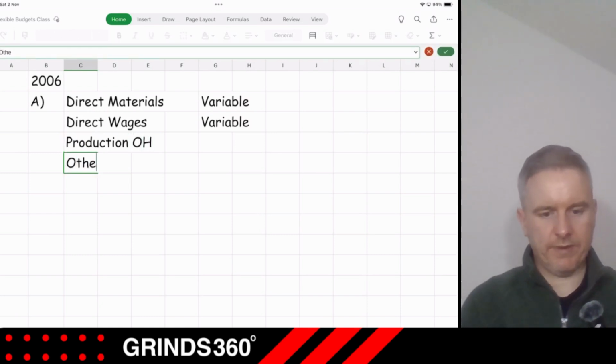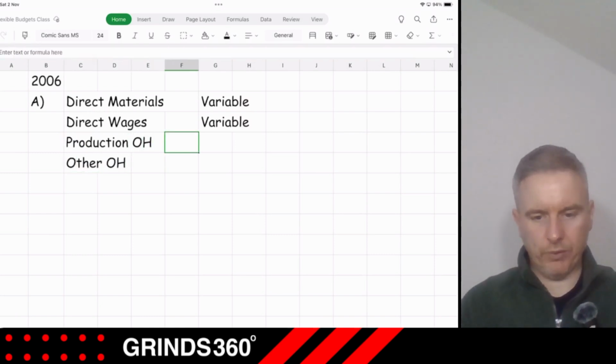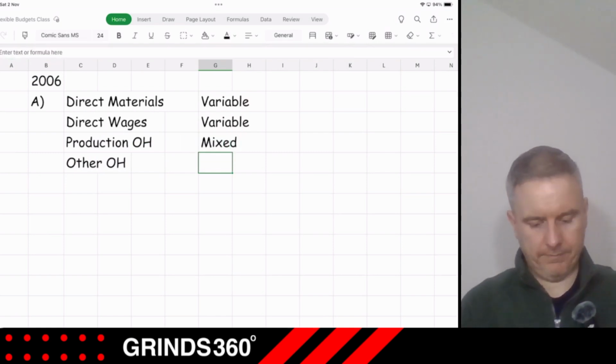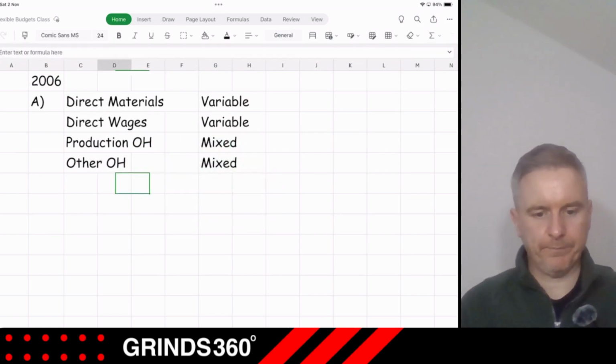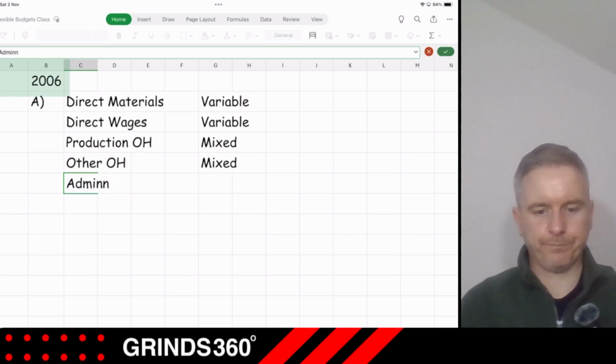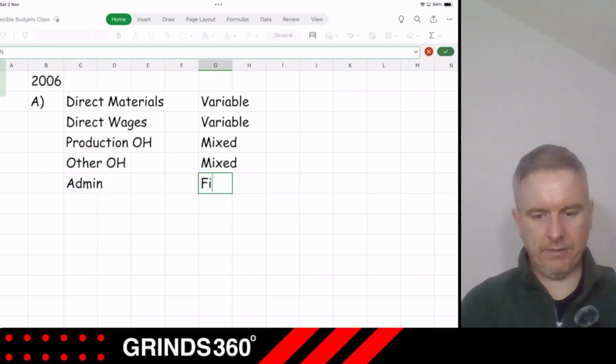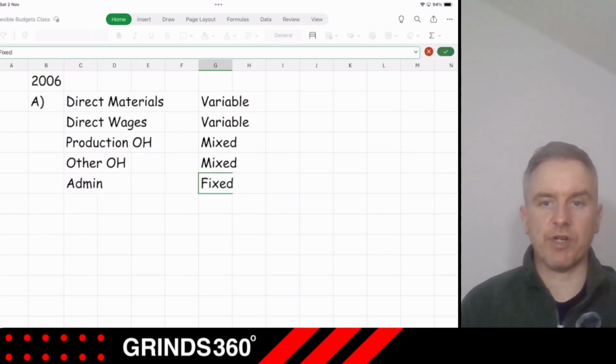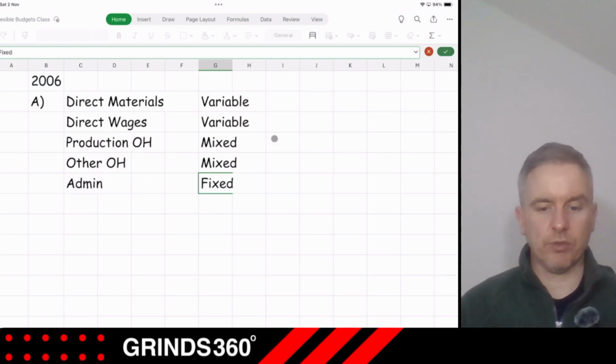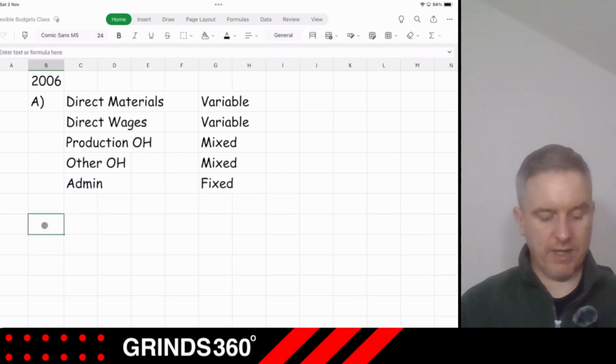And our other overheads, both mixed. And then admin is going to be the fixed. And remember, fixed because it doesn't change, regardless of the number of units produced and sold, it never changes.